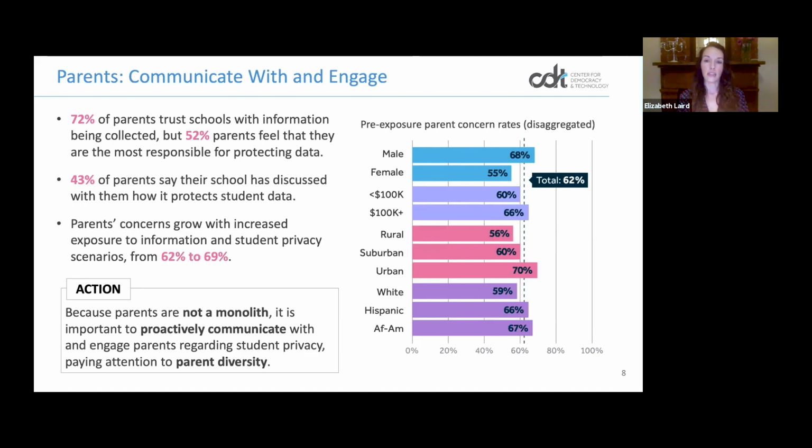But the graph on the right is intended to show that even though I just generalized parents, in fact, there are important discrepancies and differences about how parents will come to this issue, even among those groups. So you saw differences along gender, we see differences along income, differences along geography and race and ethnicity. And so in thinking about how you work with parents on this, it's important to acknowledge they're not a monolith. They will have different needs and concerns. And so if you want to engage them, you're going to have to tailor your approaches to make sure you're actually engaging everyone.